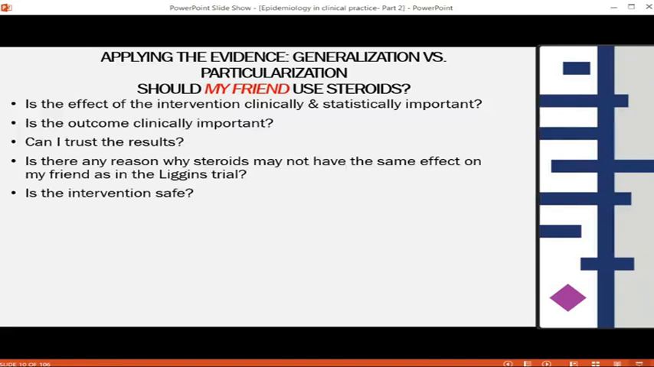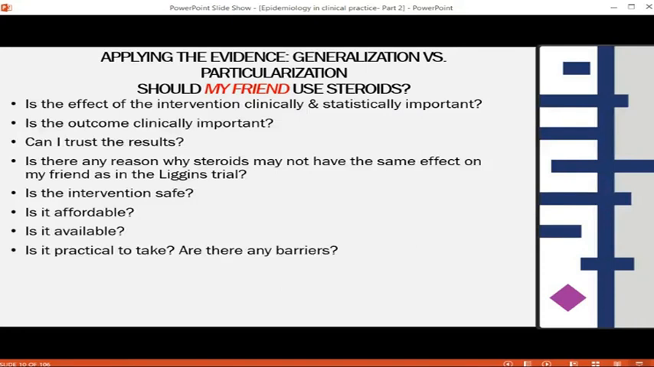The next problem could be, is it affordable? Now we all know that steroids are relatively cheap. So that's not a problem. The next question is, is it available? Steroids are available over the counter without even a prescription. So that's not a problem. The next question we have to ask is, is it practical to take? For example, do we have to get admitted? Is it a difficult procedure? There are no barriers to taking steroids because it's just a simple pill you take. So that was also not a problem.